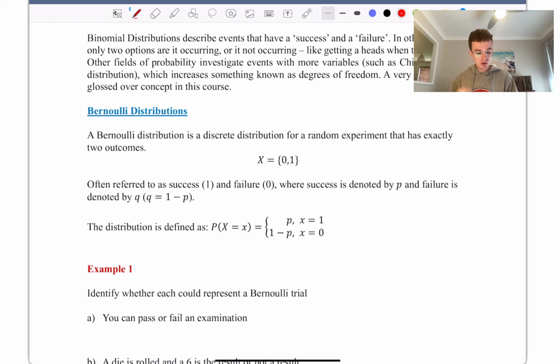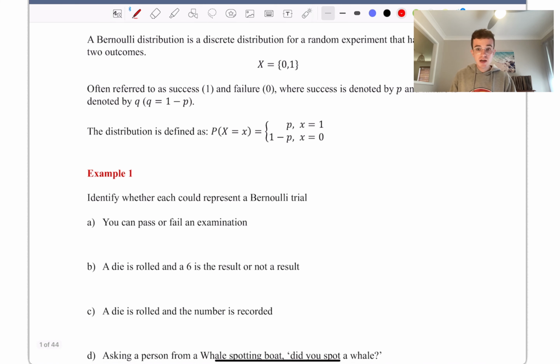So the first thing we're going to look at is the idea of a Bernoulli distribution. A Bernoulli distribution is a discrete distribution for a random experiment that has exactly two outcomes, 0 or 1, a success or a failure, where a success is denoted as p and a failure is often denoted as q, which is going to be 1 minus p because probabilities add to 1. So officially, a Bernoulli distribution is defined as the piecewise function P(X = x) equals p for x = 1, and 1 minus p for x = 0.